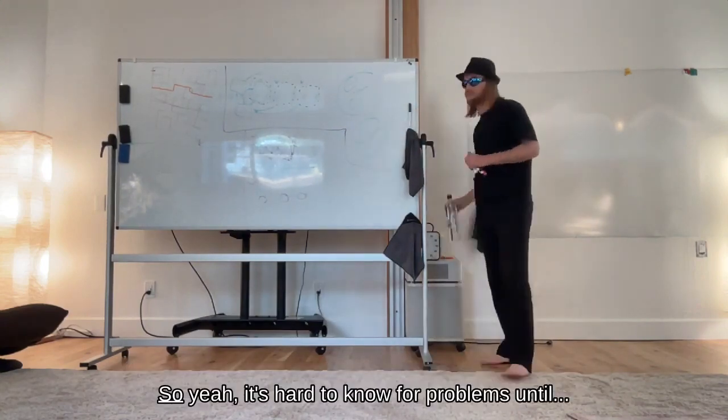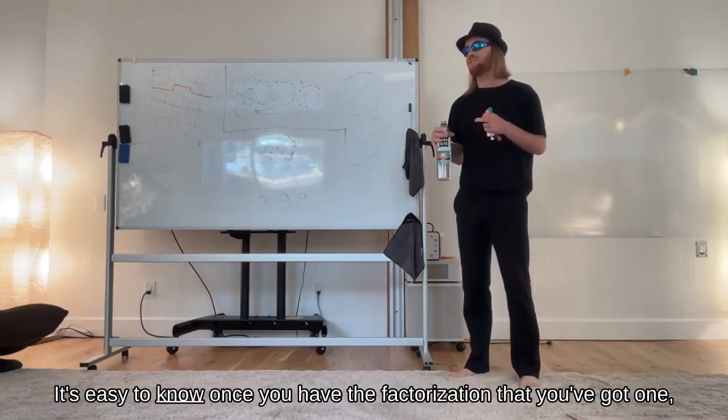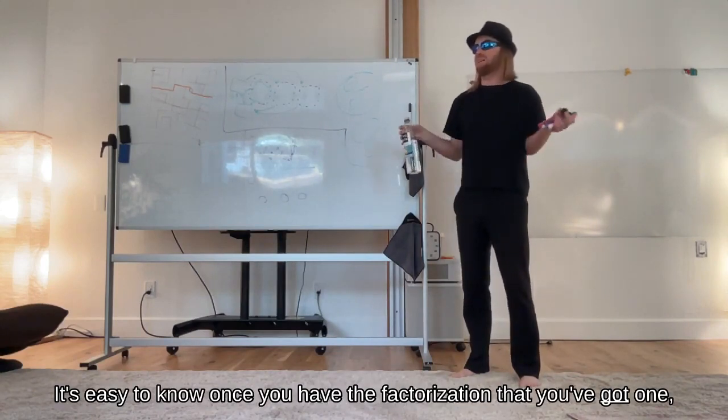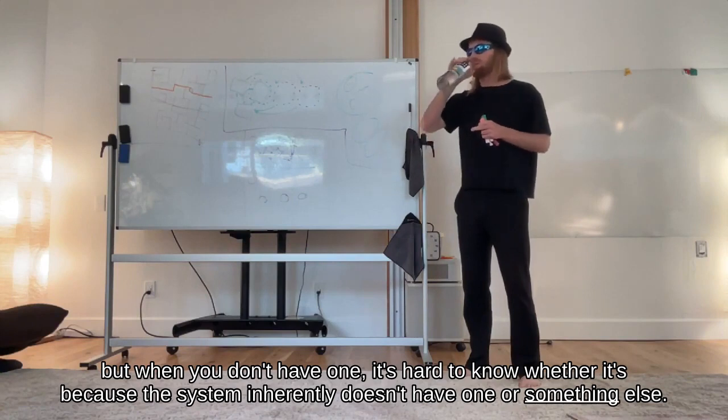So it's hard to know for problems. It's easy to know once you have the factorization: yep, we got one. But when you don't have one, it's hard to know whether it's because the system inherently doesn't have one or something else.